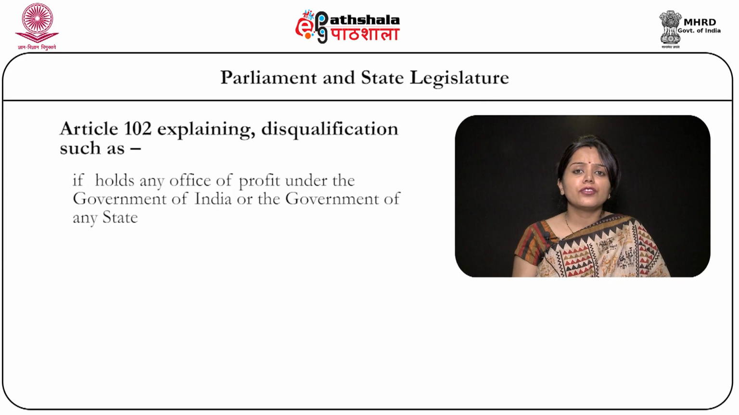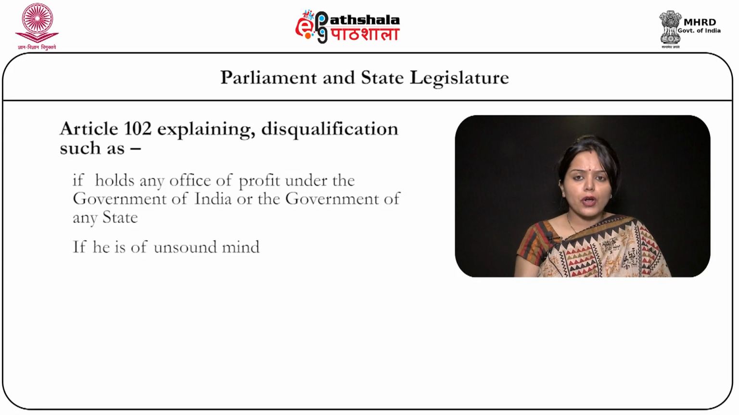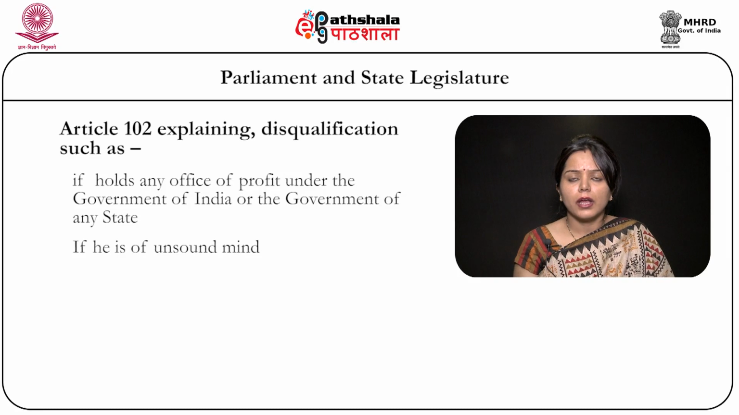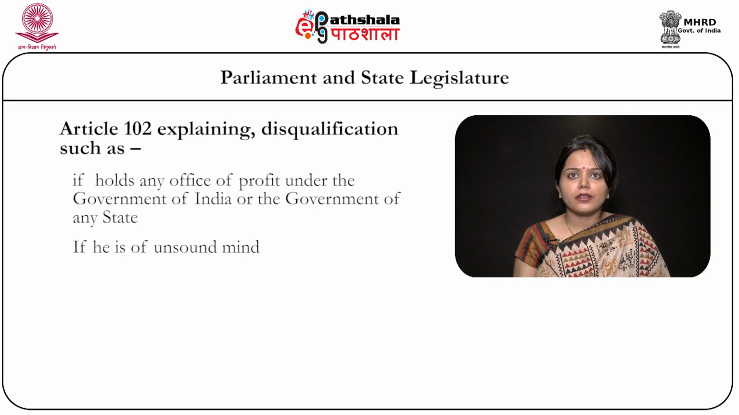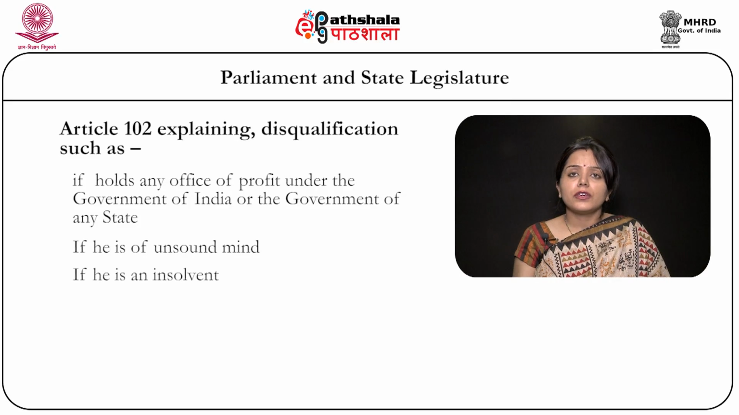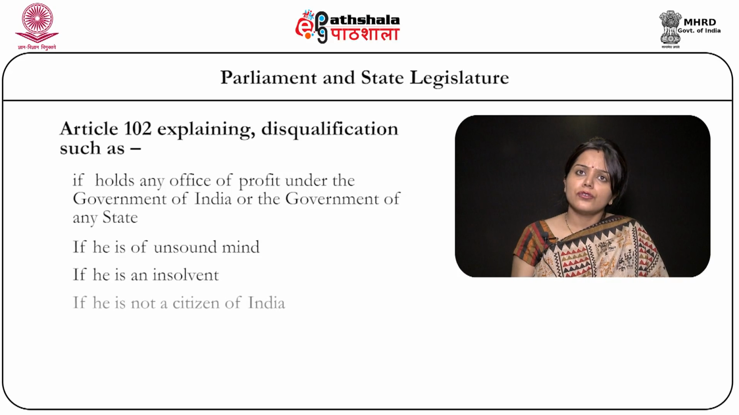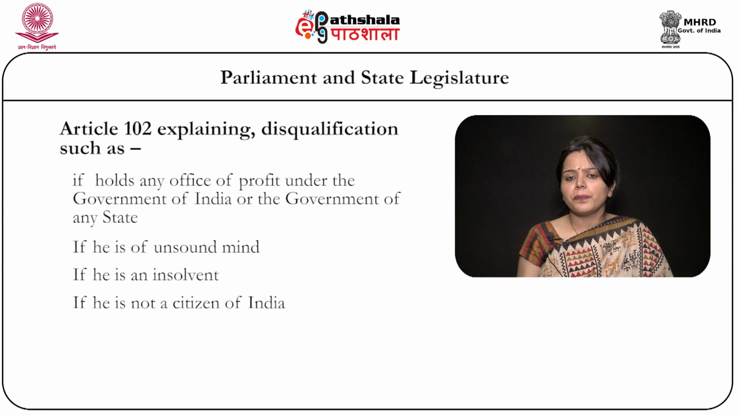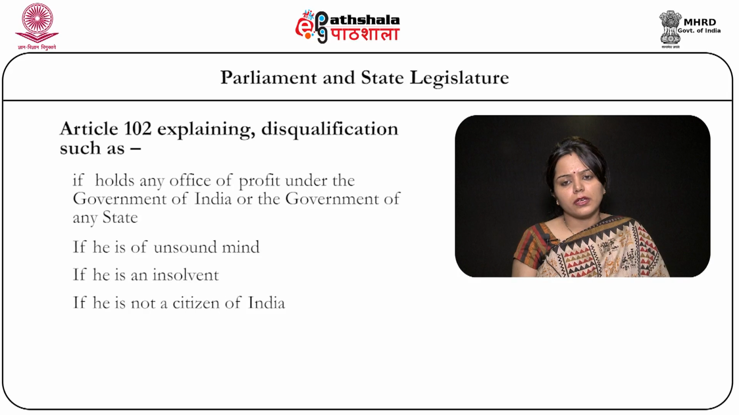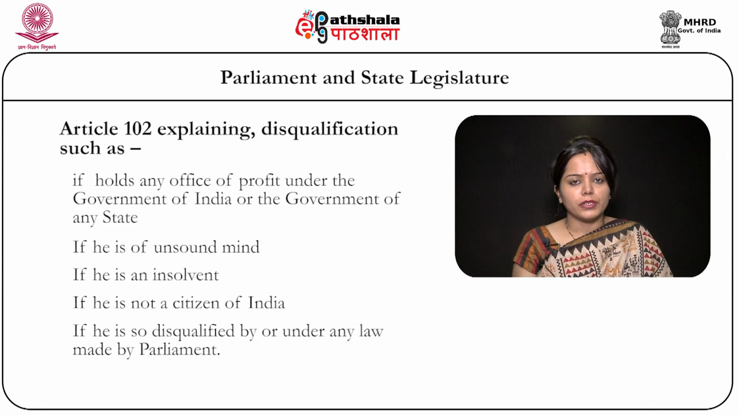The second disqualification of a member of the Union Parliament and state legislature is that he should not be of unsound mind, and if he is of unsound mind, that person will be disqualified. Again, if he is insolvent. Next, if he is not a citizen of India, and the last one, if he is so disqualified by or under any law made by Parliament.